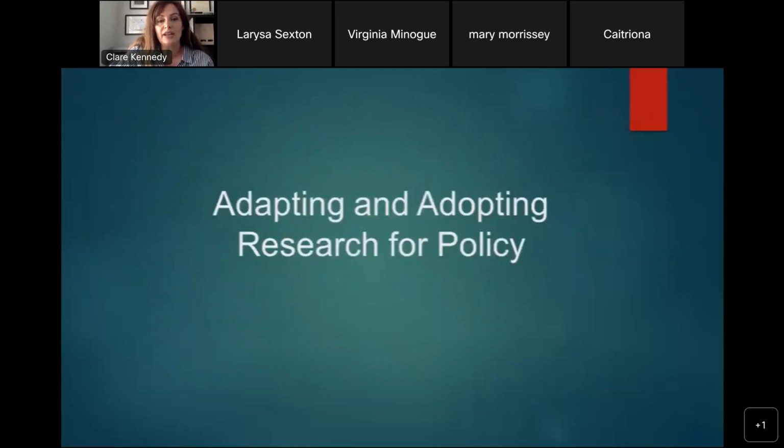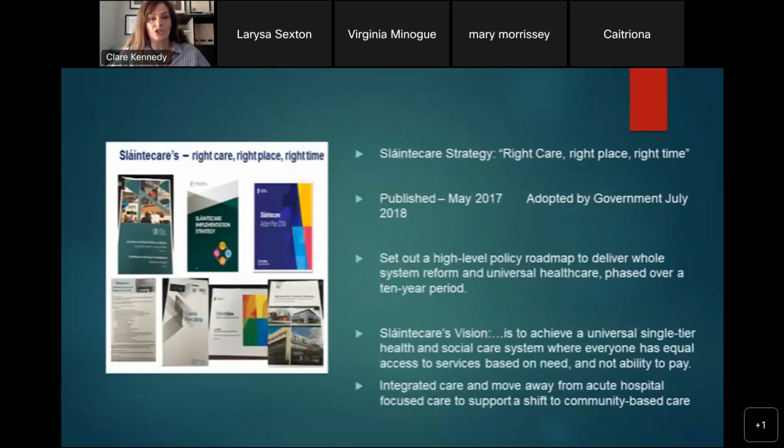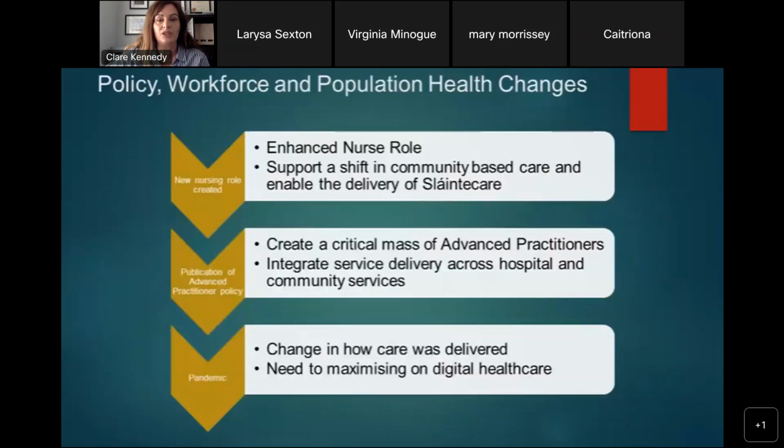So I'm just going to touch on now how my research was adapted and adopted to inform policy. At the time of the publication of my research, the Sláintecare strategy and policy was published. And this was very much about how we base our care on need and not ability to pay. But it was very much focused on that integrated approach and moving away from a hospital focus and very much shifting care to the community. So how we could reduce demand for acute hospital services and deliver care closer to home.